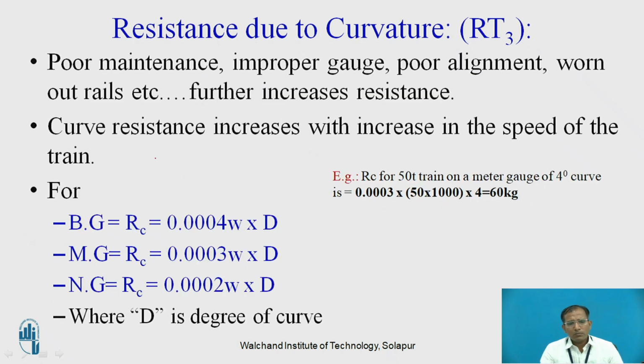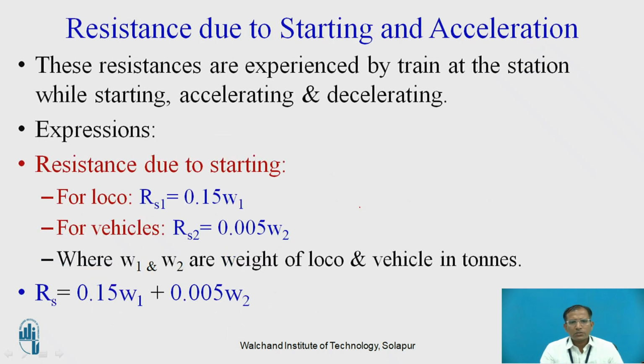Depending upon the type of gauge, equations have been suggested. For broad gauge, it is 0.0004 W into D, and for meter gauge and narrow gauge, depending upon the width of the gauge, we can adopt this formula to calculate the train resistance due to the curvature. If I give you a 50-ton weight of the train and a 4-degree curve for a broad gauge, and for meter gauge we use 0.003 into the weight of the vehicle and the degree of the curve. That comes to 60 kg as the resistance due to the curvature.